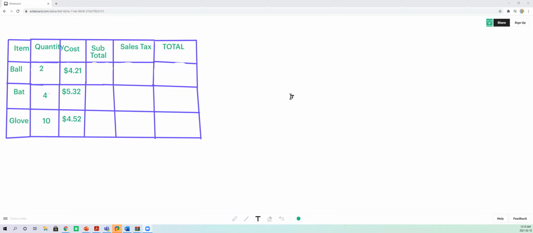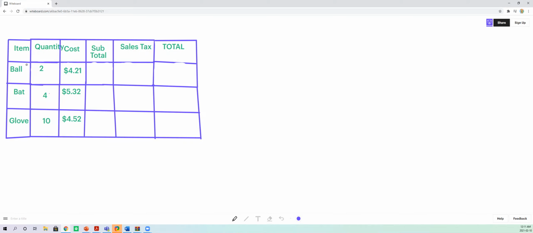Okay, so I have a new chart up for us, and it now has a new column added, and that new column is the one that says quantity. So quantity means how much of something. So apparently this is a baseball team that went shopping and they bought 2 balls, 4 bats, and 10 gloves. I'm assuming, do you need 2 gloves or 1 glove when you play baseball? Apparently I don't play baseball much, so you'll have to bear with me on that one.